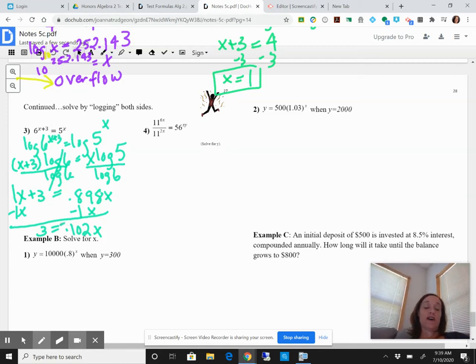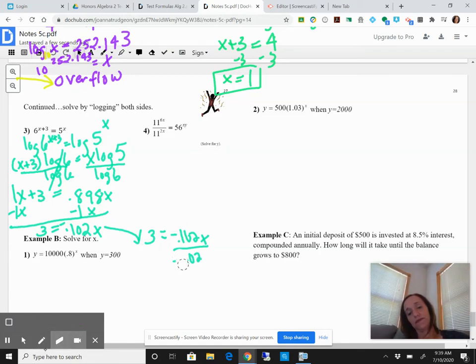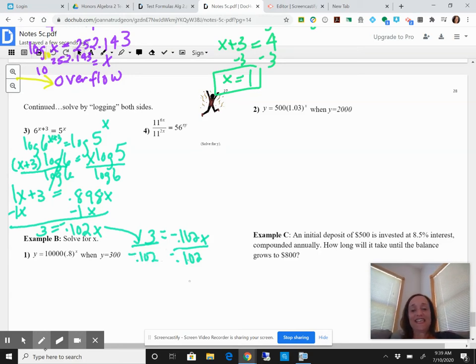And then I'm going to divide both sides by negative 0.102, like that. And I get x equals, and if you do that in your calculator, you get negative 29.482.